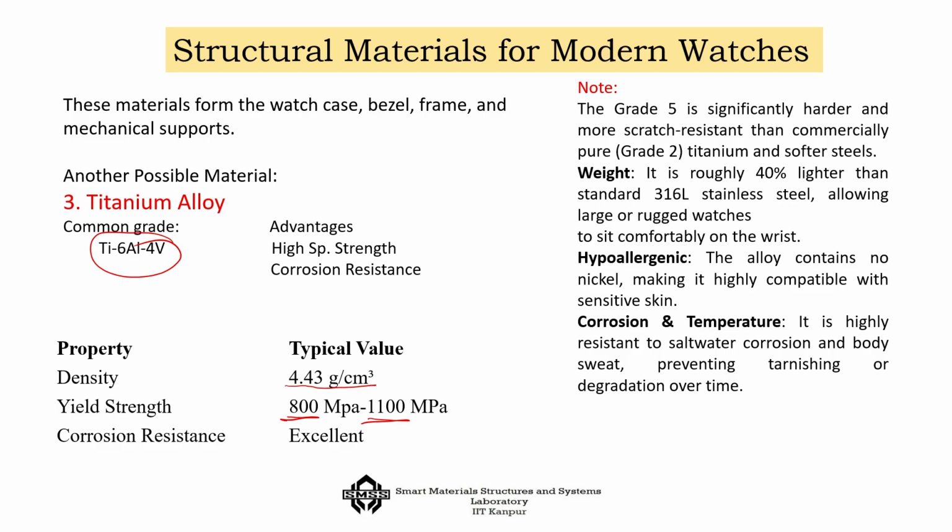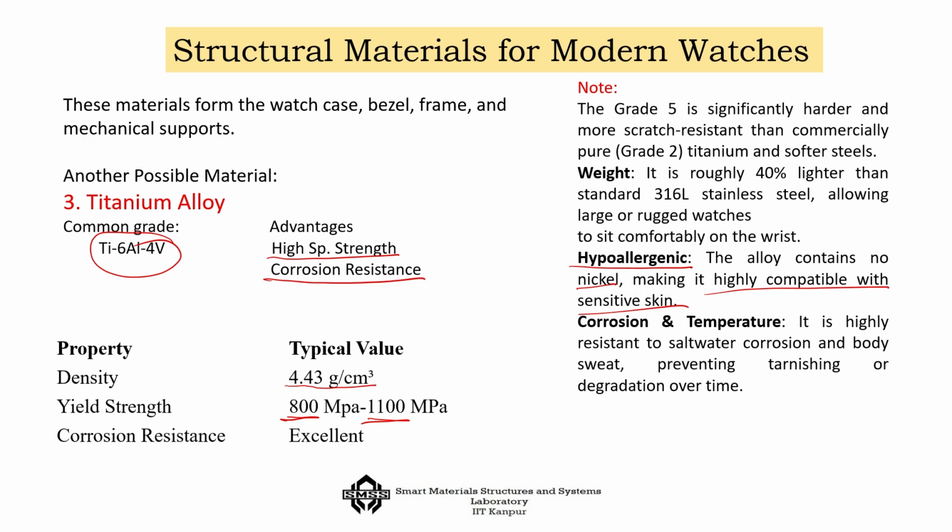Also keep in mind, it has a high specific strength and a high corrosion resistance, and titanium is completely biocompatible. Another interesting point is that it is hypoallergenic. That means the alloy contains no nickel, making it highly compatible with sensitive skin. There will be no etching and things like that. So, you see, this is possibly one of the best materials, though it is most expensive. That is why we have kept it as the third point for structural materials. So, this is the way the evolution of structural materials has taken place.